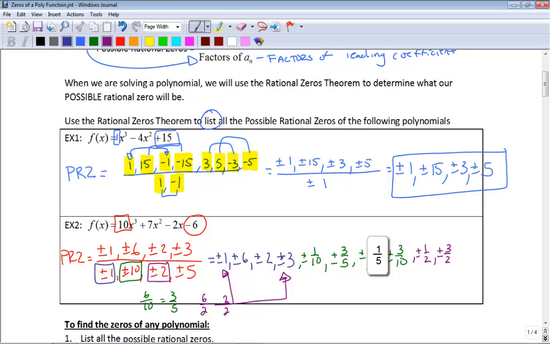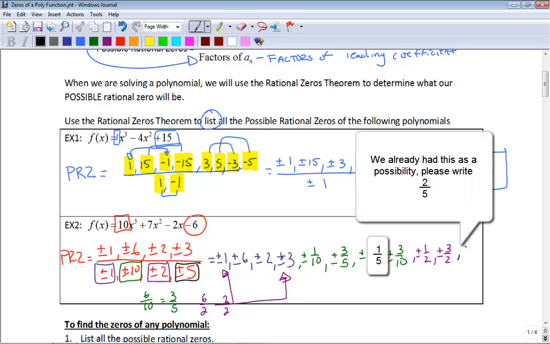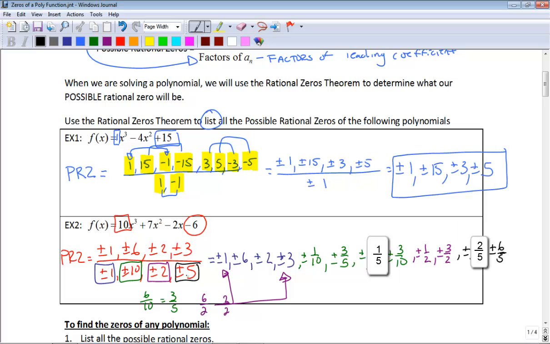One more denominator, the denominator of 5. 1 over 5, so plus or minus 1/5, 6 over 5, plus or minus 6/5, 2 over 5. Well, don't I already have 2/5? I do, so I don't need to write it again. And finally, plus or minus 3 over 5, which I already have. This example, example 2, f of x equals 10x cubed plus 7x squared minus 2x minus 3, has 12 and actually 2 of each one of those, so 24 different possibilities for zeros that are rational for that function.